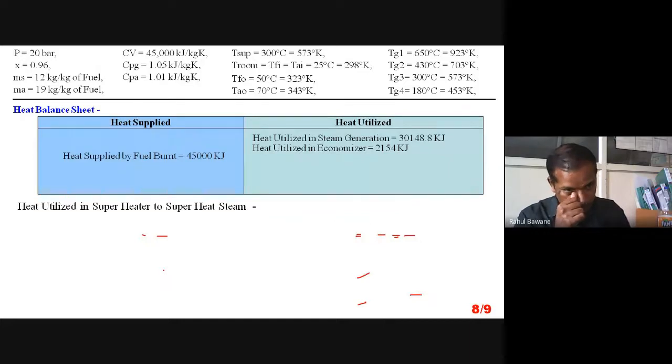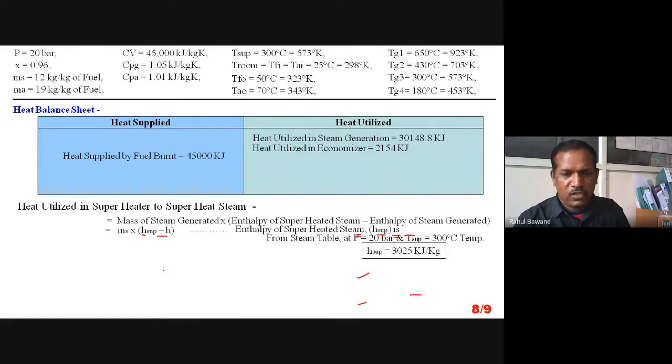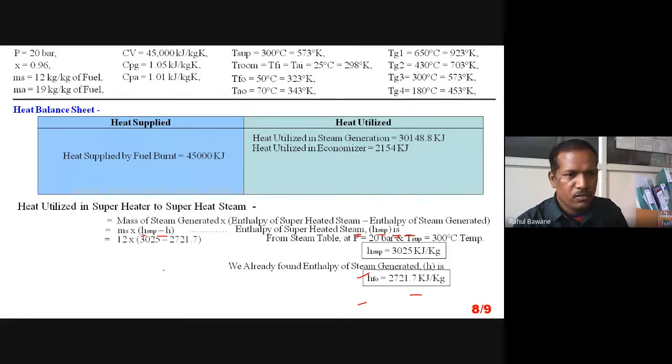Next head is superheater. So mass of steam generated multiplied by enthalpy change in superheater. So MS multiplied by (H super minus H). So H super with respect to pressure 20 bar, T super is 300 degrees centigrade. We find out what is the value of H super. From the steam table it is given. Then enthalpy of generated steam we already calculated in the previous part. So put the values. We come to know 3639.6 is the heat utilized in superheater.